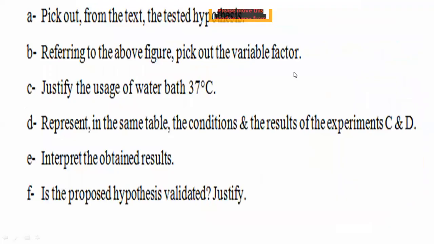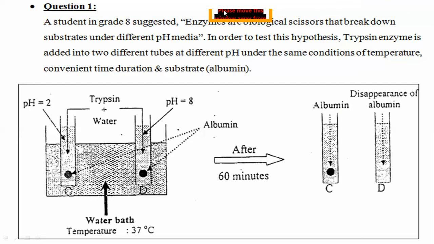Let's move now to the first part. First part: pick out from the text the tested hypothesis. Whenever they say pick out, it means I have to take it from where? From the text. So I have to go back to the text. What is the tested hypothesis? Pick out, and I put it between quotations. Enzymes are biological scissors that break down food or break down substrate at different pH media.